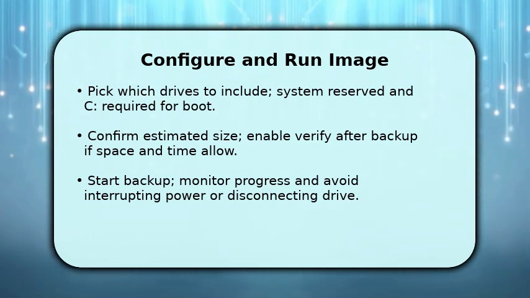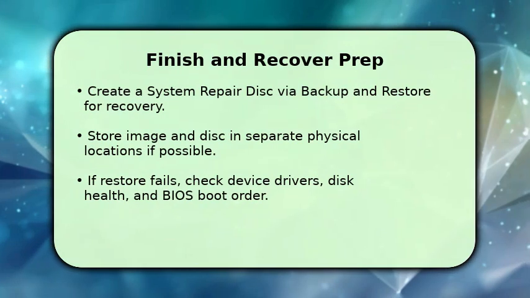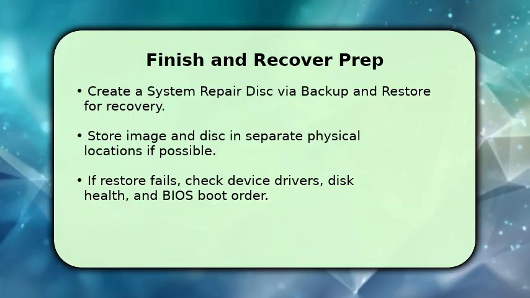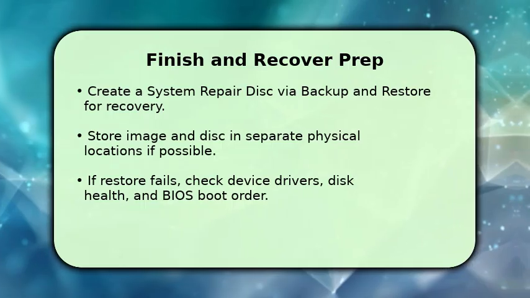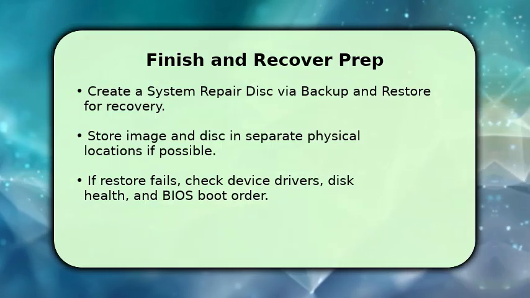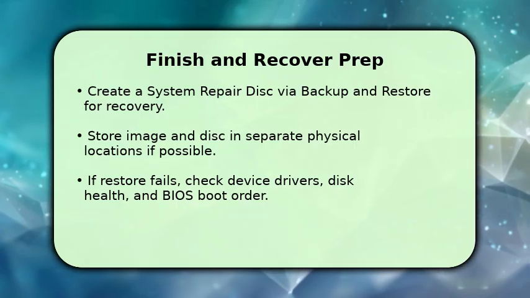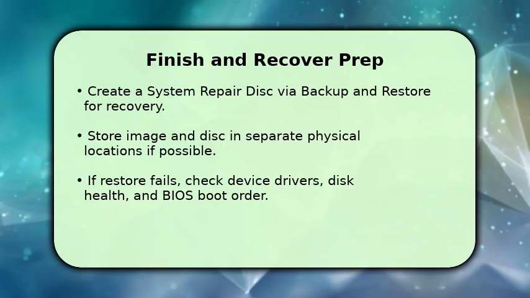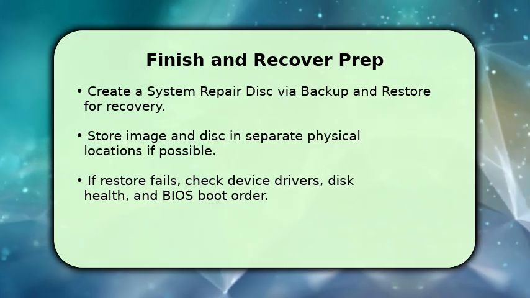With the image complete, create a system repair disk or a Windows 7 recovery USB right away. You'll need this to boot and restore the image. Label and store the image and repair media separately to avoid simultaneous loss. Once done, test by booting repair media and browsing the backup location without performing a restore.